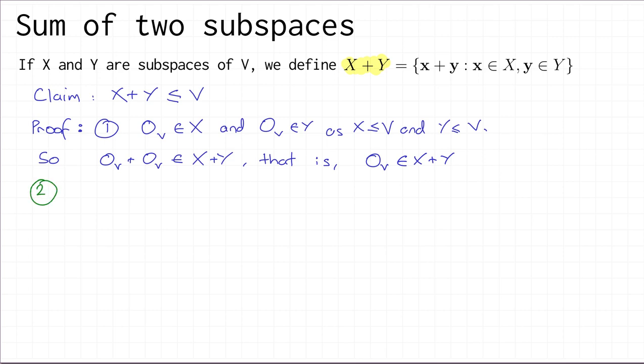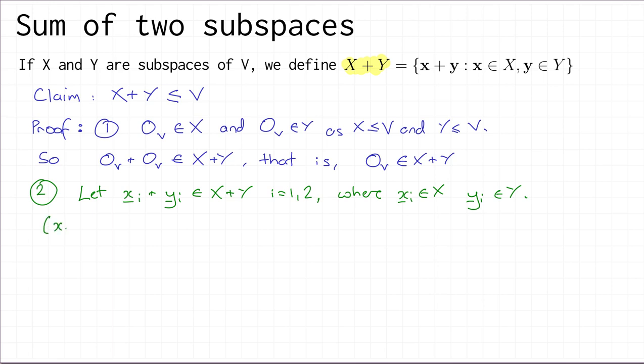Part two is closure under addition. I have to take any two things in X plus Y and prove that their sum is in X plus Y. So let's let x_i plus y_i be in X plus Y for i equals 1 and 2, where of course I intend x_i to be an element of X and y_i to be an element of Y. Okay, so those are two arbitrary elements of X plus Y, and now I have to show that their sum is in X plus Y.